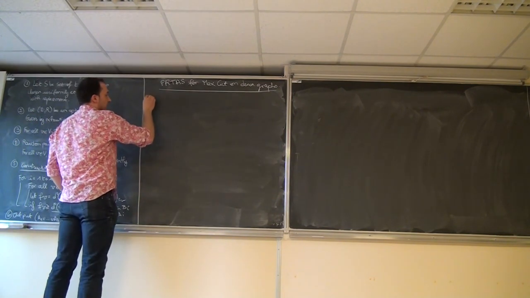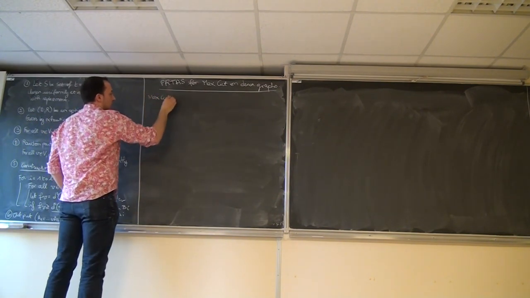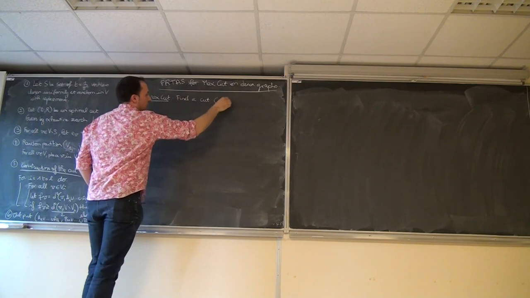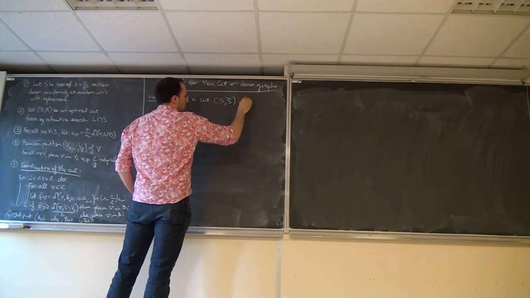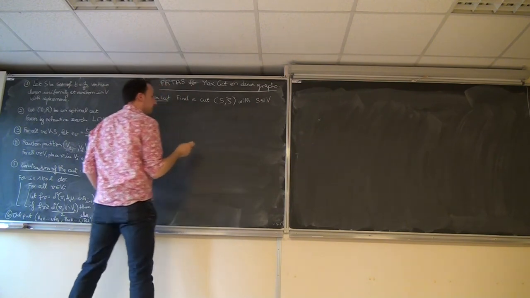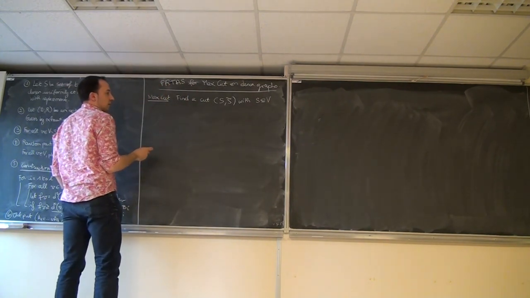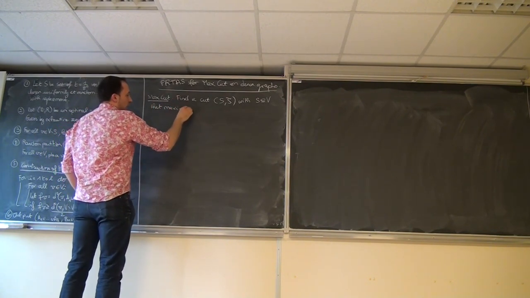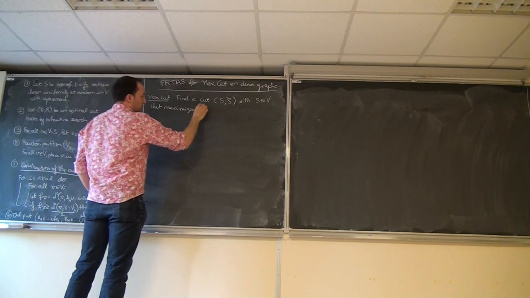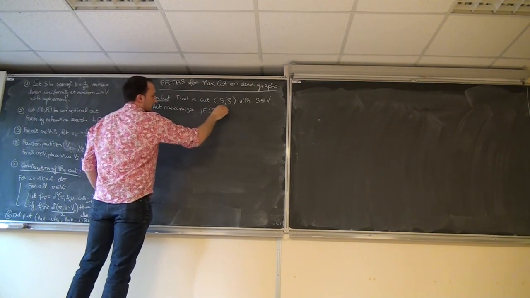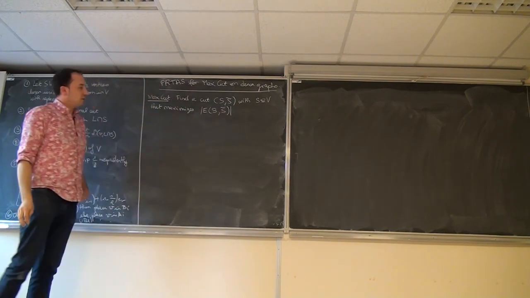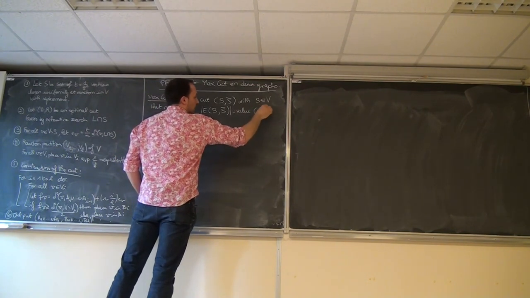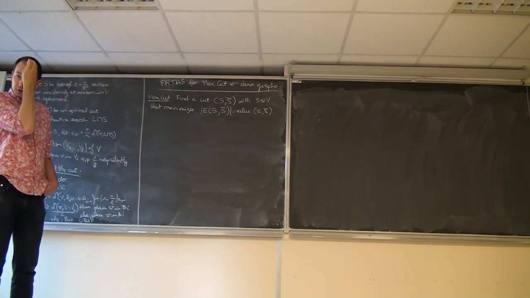So the problem max-cut consists in finding a cut S, S bar, with S a subset of V, that maximizes the number of edges between S and S bar. Okay, the number of edges in the cut, and we call it the value of S bar. So we want to maximize this value.